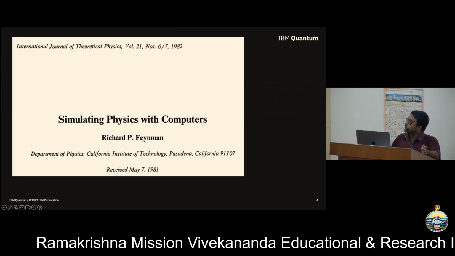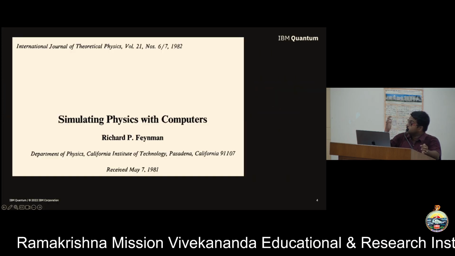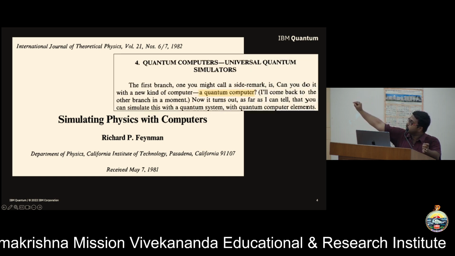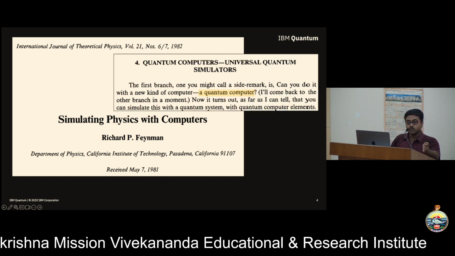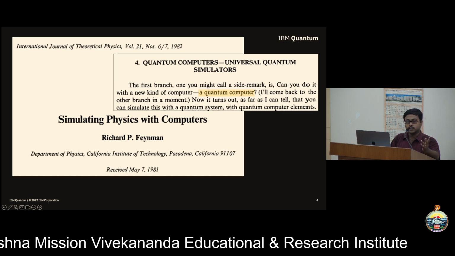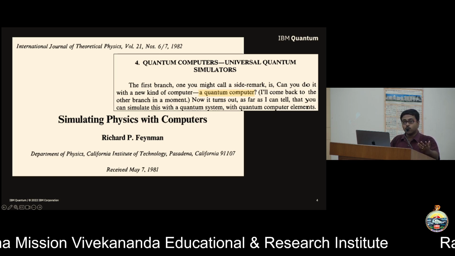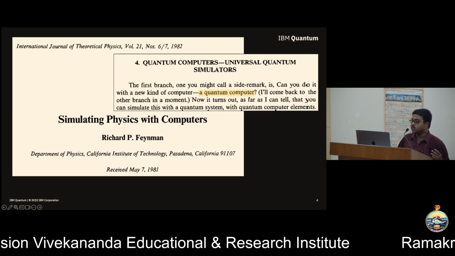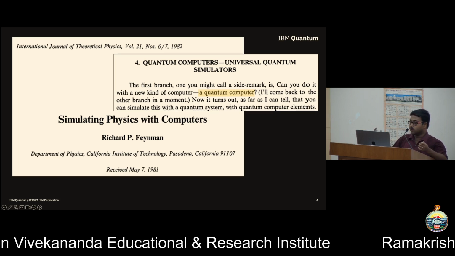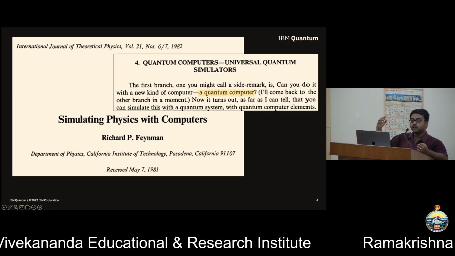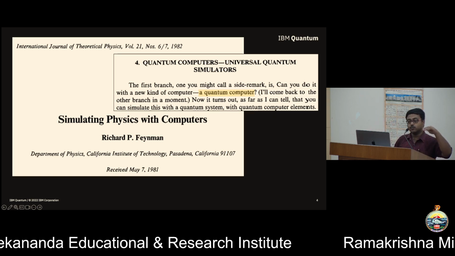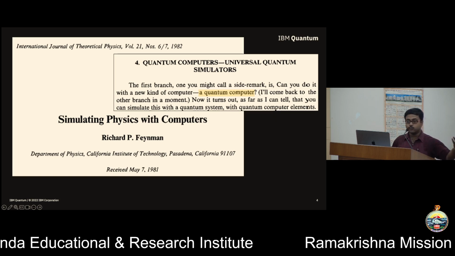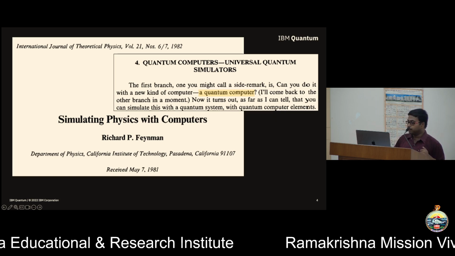And then he came up with this nice paper called Simulating Physics with Computers, where for the first time he coined something called a quantum computer. He didn't know what a quantum computer is. He didn't define precisely what a quantum computer is. He just said, okay, can we think of a new type of computer, which we can call a quantum computer, that will be able to take advantage of things we can see in the quantum regime, but not in the classical regime that we are seeing at this moment.